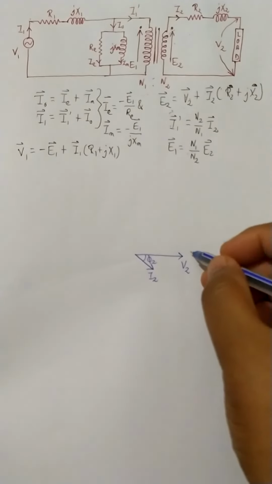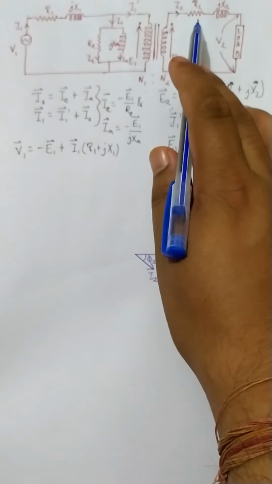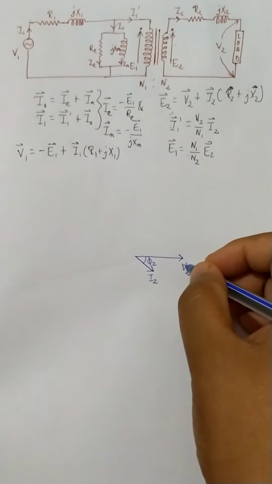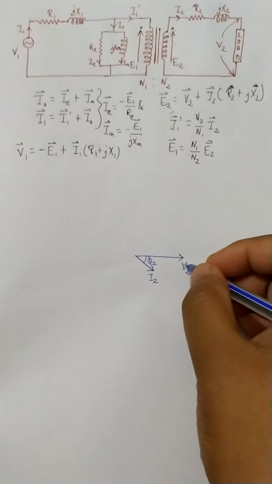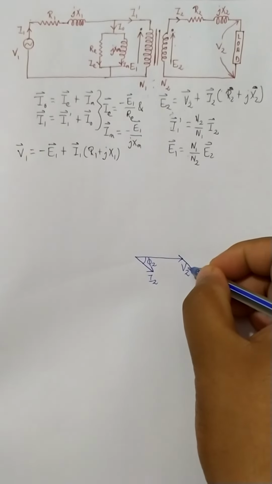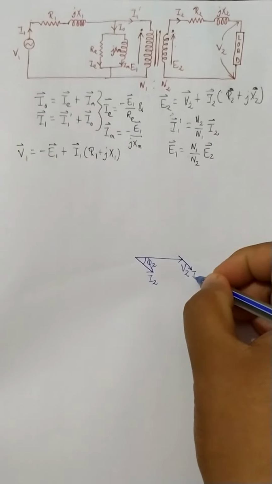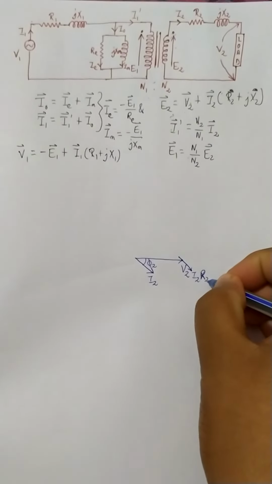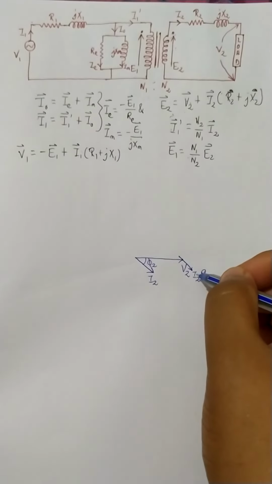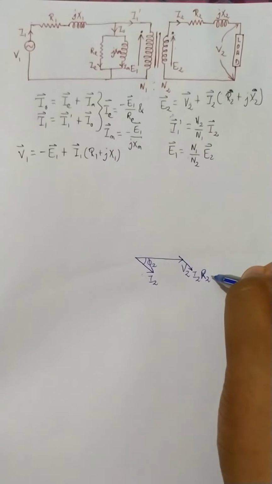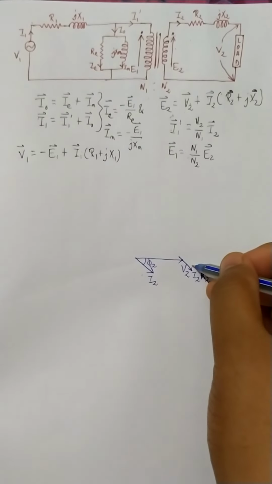Now, this I2 is passing through R2, so there will be some voltage drop across it. In case of a resistor, voltage and current should be in phase. Therefore, the voltage drop I2 into R2 should be in phase with I2. So I am drawing this one parallel to this I2.